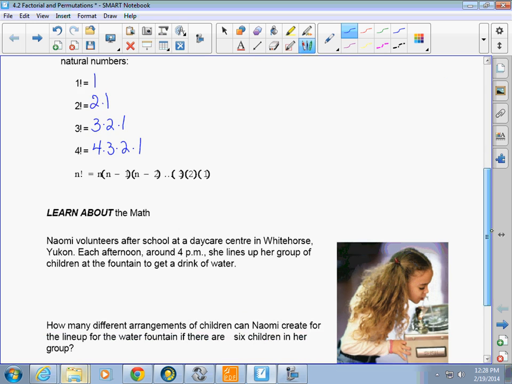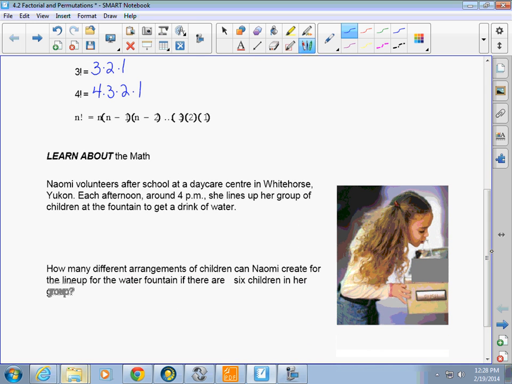So it says, Naomi volunteers after school at a daycare center in Whitehorse, Yukon. Each afternoon around 4 p.m. she lines up her group of children at the water fountain to get a drink of water. How many different arrangements of 6 children can Naomi create for the lineup for the water fountain if there are 6 children in her group?